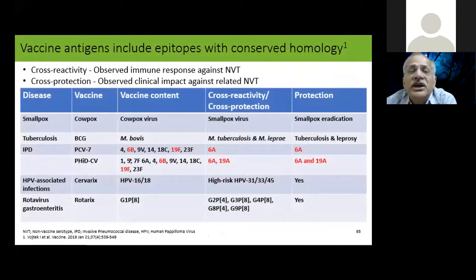Then they would also tell you about cross protection. They would say smallpox was cross protected by cowpox, and that's how it was eliminated. BCG gives you cross protection against leprosy, and that's how it is used in leprosy. The same goes for HPV, rotavirus, and PCV10. And if you remember, Cervarix, Rotarix, and this PCV10 are actually all GSK vaccines. They all live on cross protection.